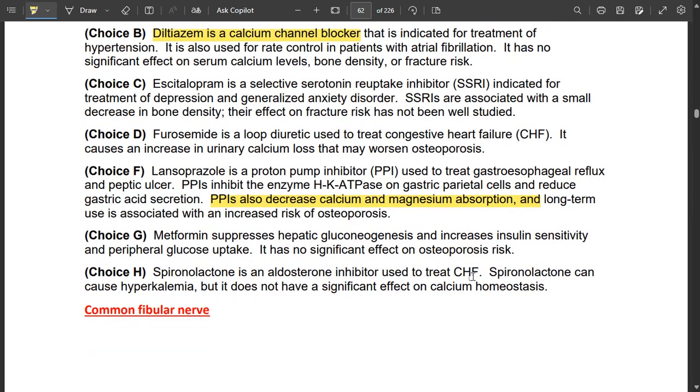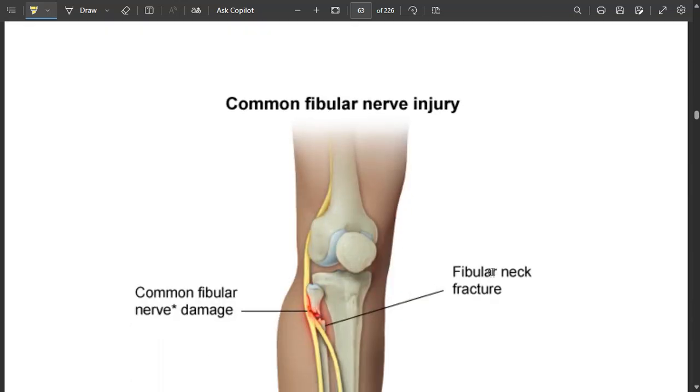Spironolactone is also an inhibitor used to treat congestive heart failure. It can cause hyperkalemia, but it does not have significant effects on calcium homeostasis. Since it is potassium sparing, hyperkalemia can result.